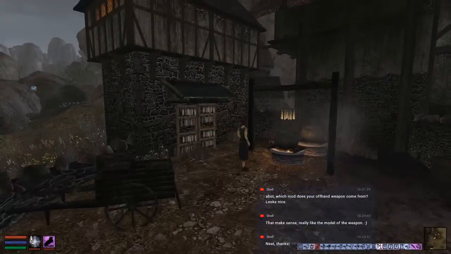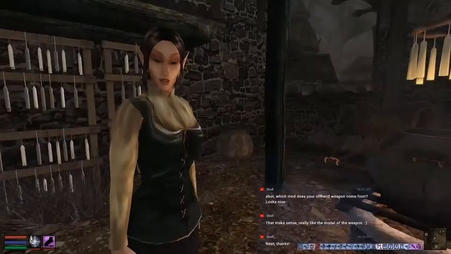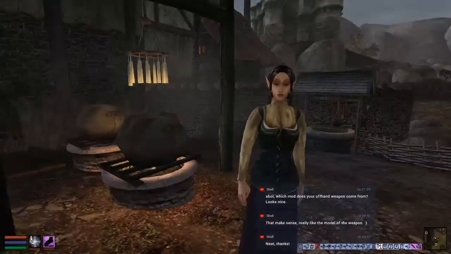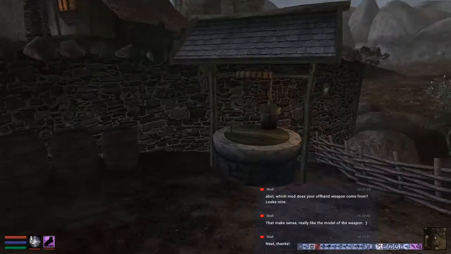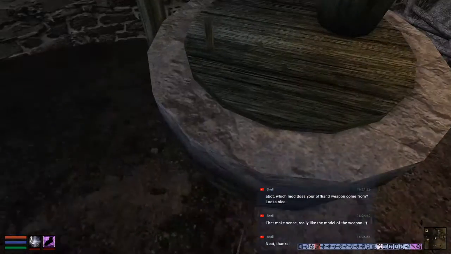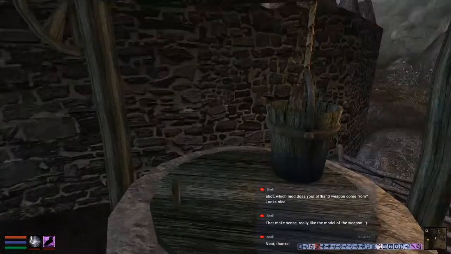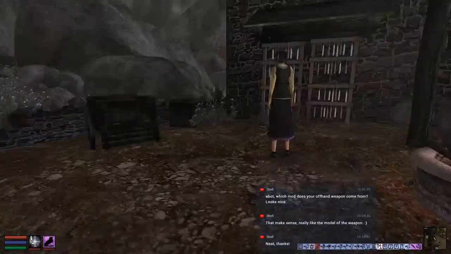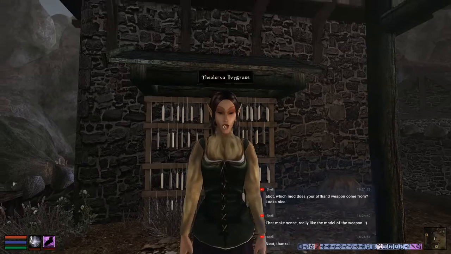Oh, and this is new. Look at this. Yes, stranger? The candles. I think all the new meshes have been done by Rubberman. He's really a mesh machine. How do you do, Breton?